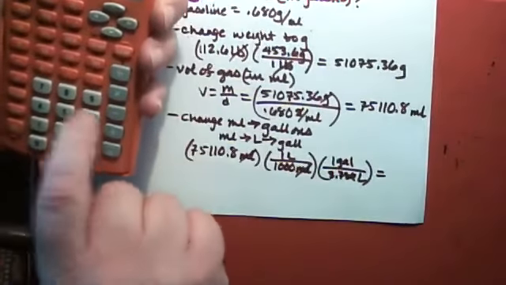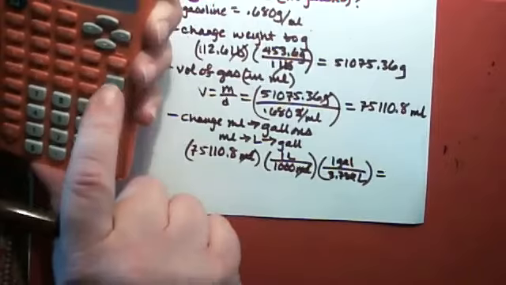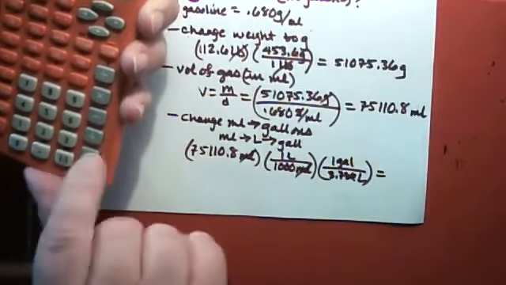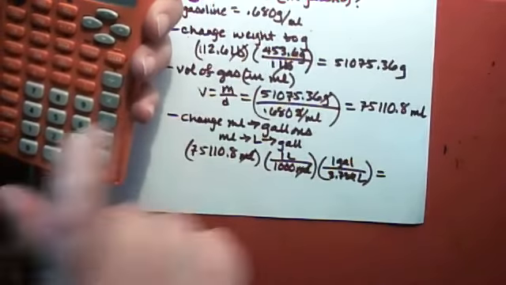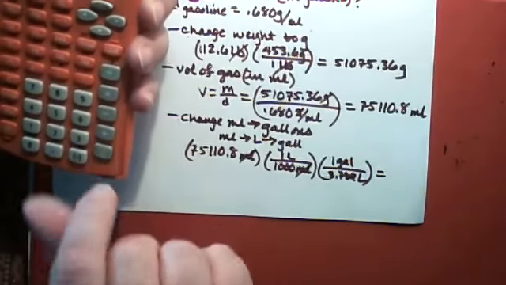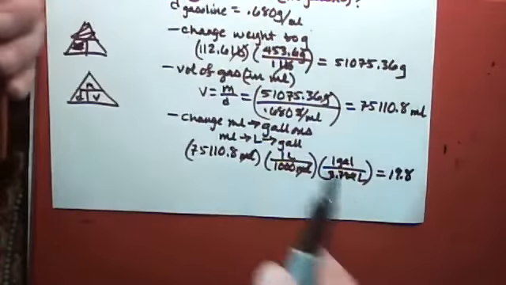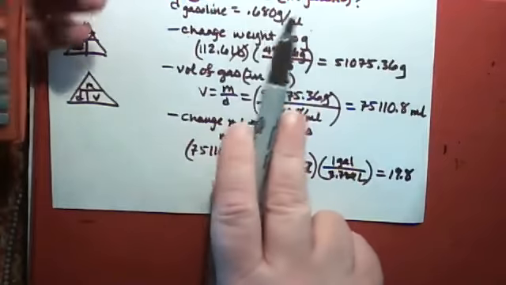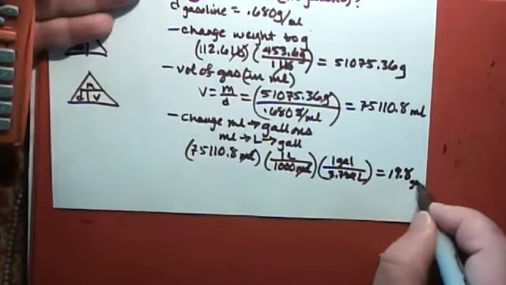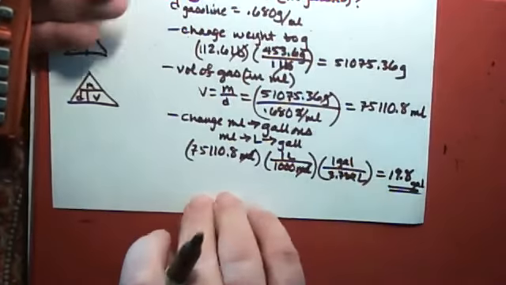So let's see, if we have 75,110.8 divided by 1,000, divided by 3.786, we get 19.8 gallons, which is a reasonable size for a gas tank.